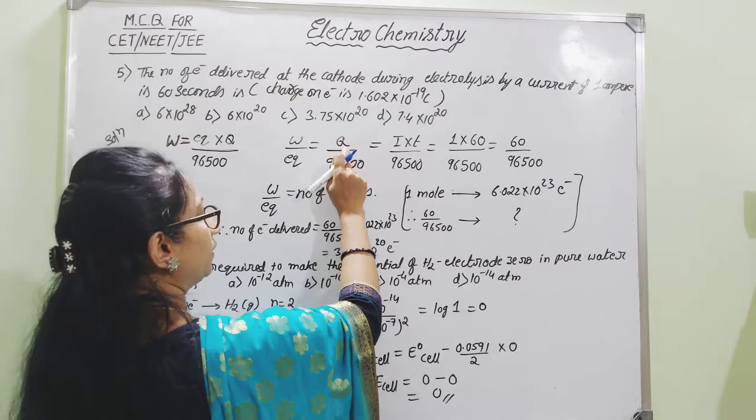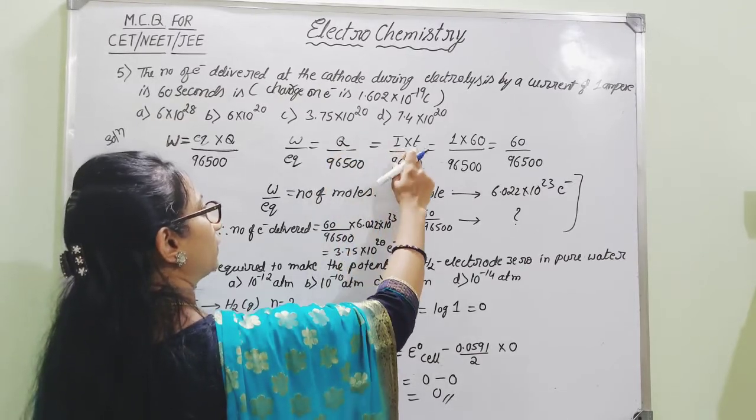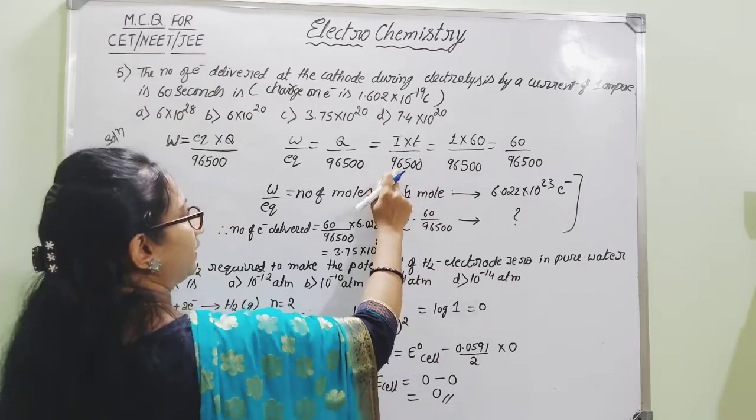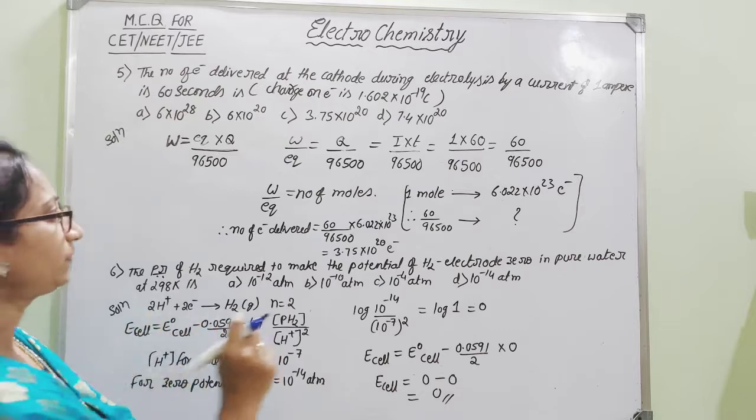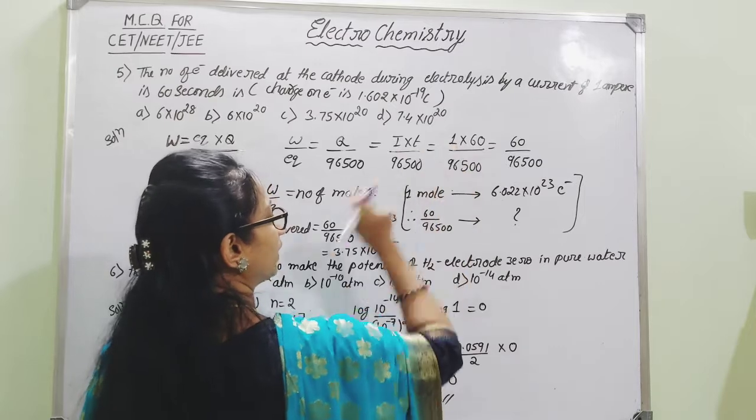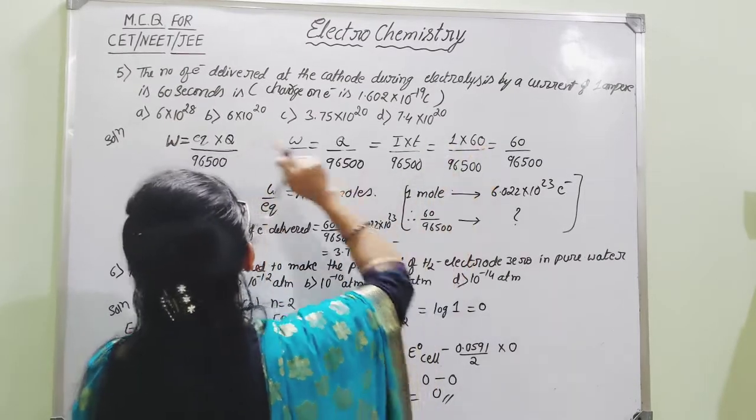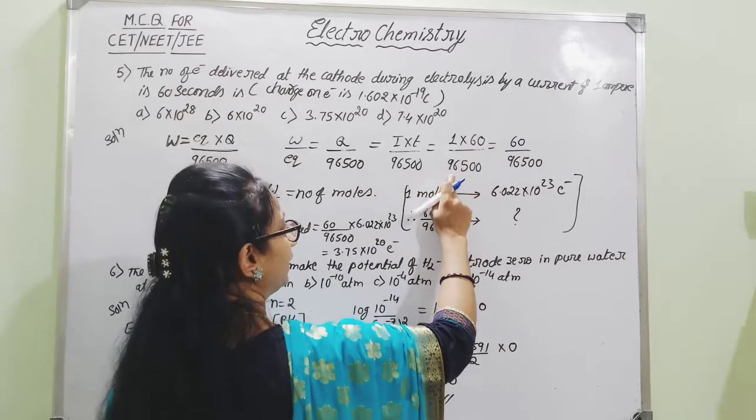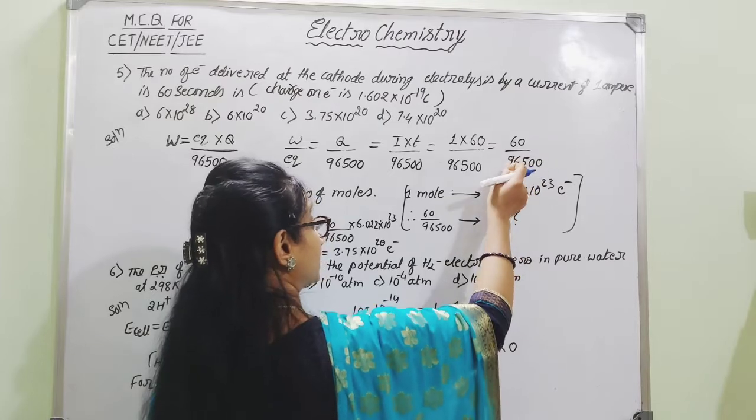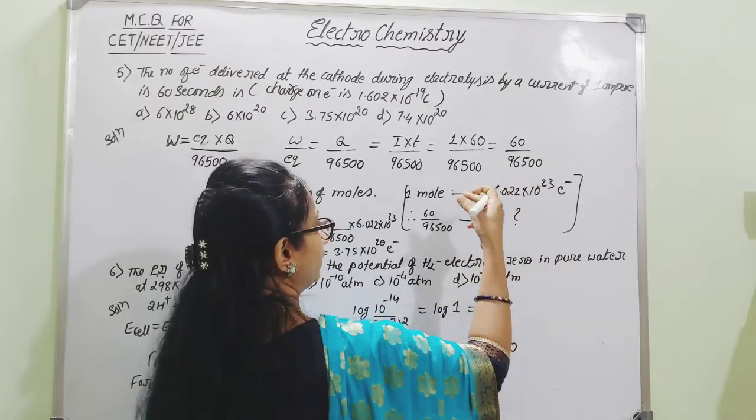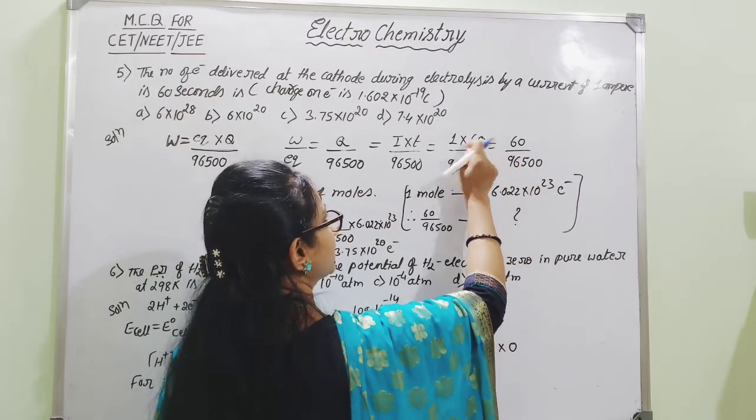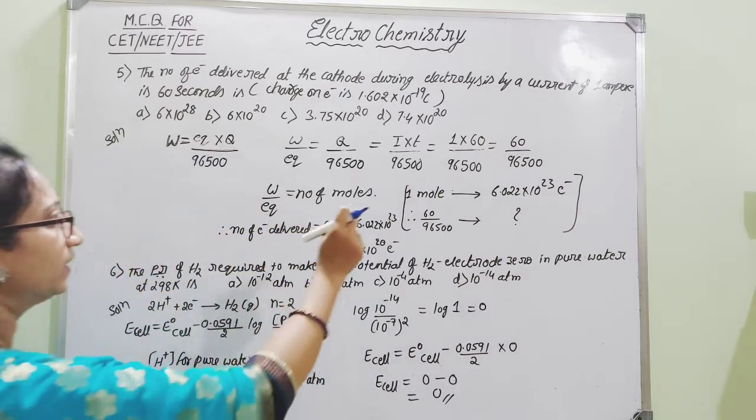Now you know what Q is: the amount of electricity is equal to the product of current passed and time, so I into T, then 96,500 as usual. In the problem, the I value is given as 1 ampere. And the T value is 60 seconds, so 60 divided by 96,500. We will just write the same value as it is and solve it later at the end. So 96,500 as it is, and 60 into 1 is 60. We have got that ratio here.